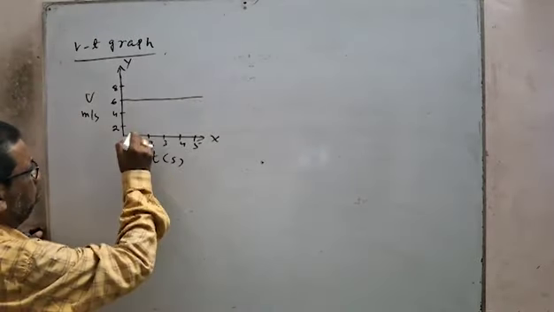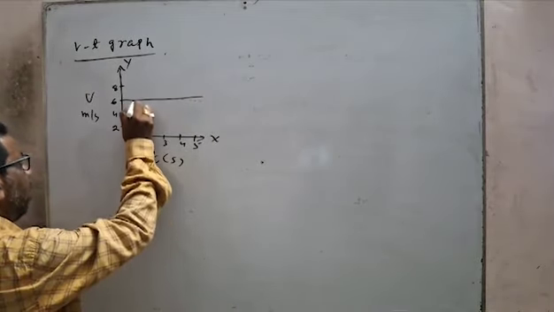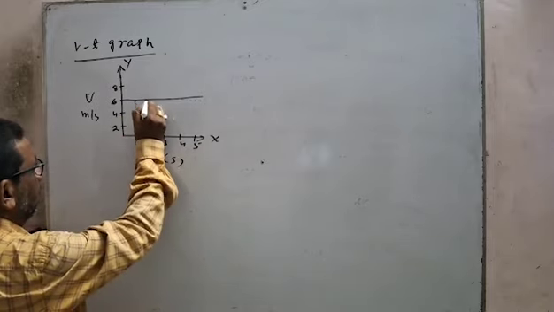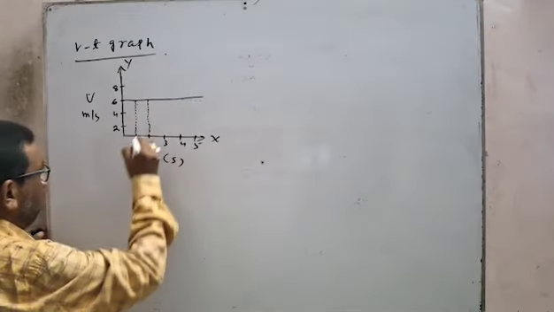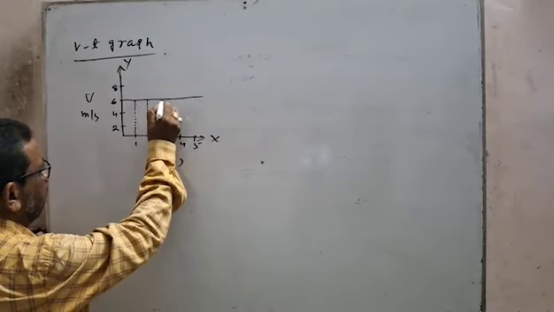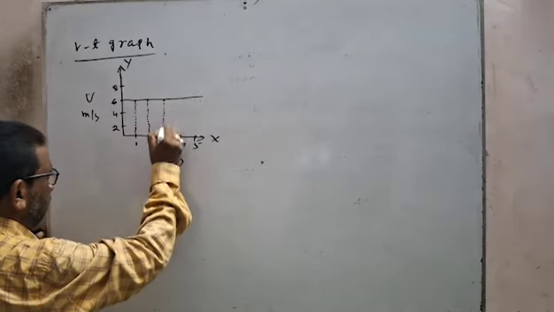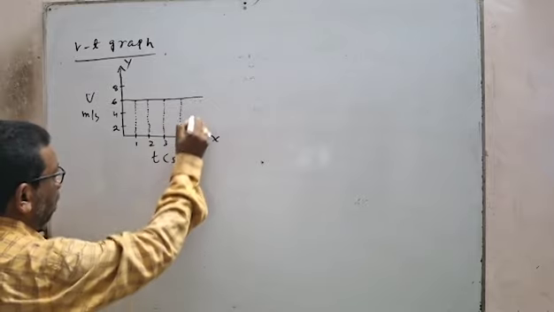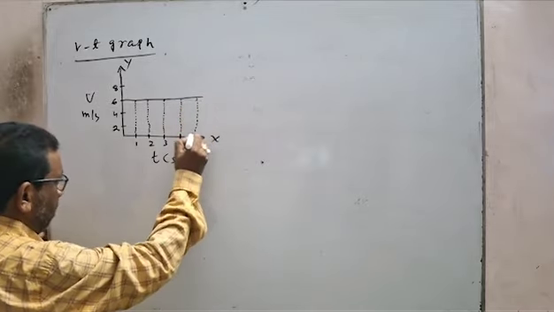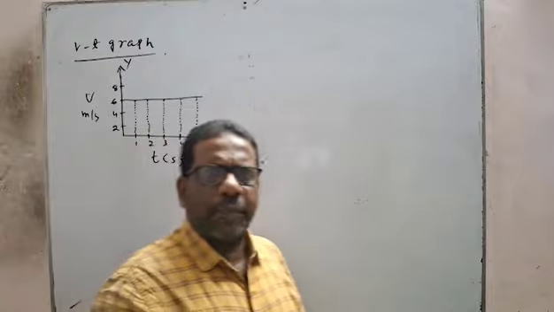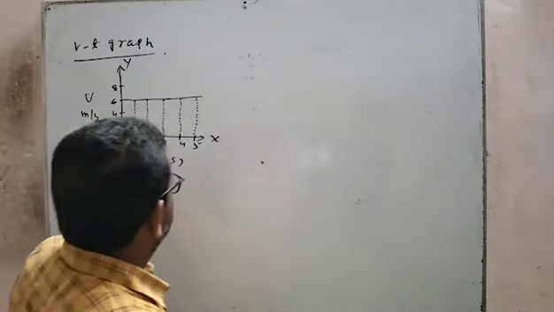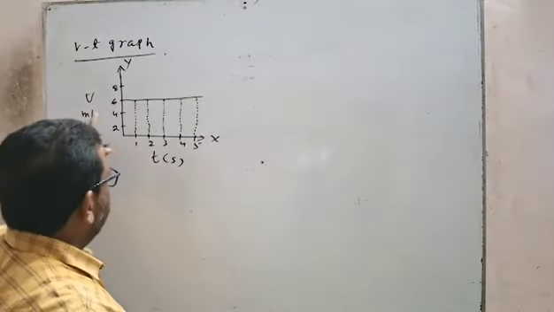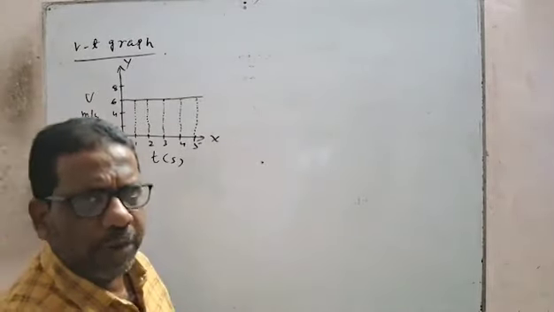From this graph, what will we know? At 1 second, the velocity of the body is 6 meter per second. At 2 seconds, velocity is the same, 6 meter per second. At 3 seconds, 6 meter per second. That means the speed of the body does not change with respect to time. The speed remains constant. Hence, the body travels with uniform motion.